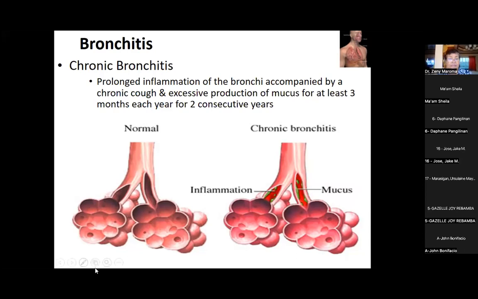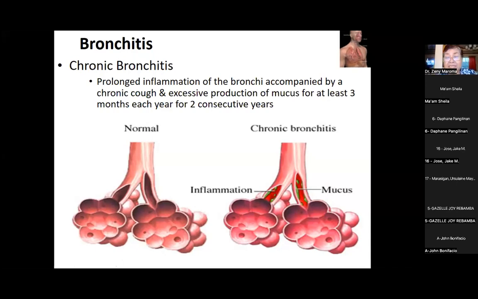So, kung ito yung ating normal airway, ito yung normal alveoli, ito naman, no? There is chronic bronchitis, there's chronic inflammation of the bronchial tube. Tapos, maraming mucus, namamaga. At pagka paulit-ulit na namamaga, there'll be wound healing. Wound healing will be by fibrous tissue formation. Kaya there could be narrowing na ng airway. Yun ang nangyayari pagka may chronic bronchitis.